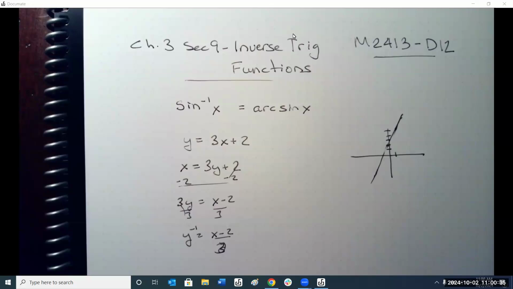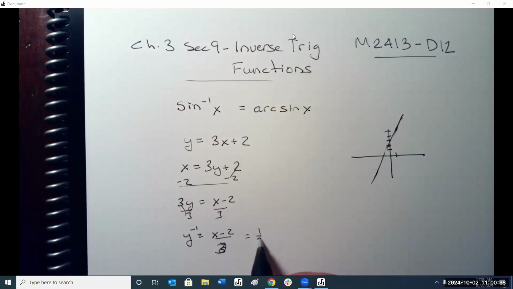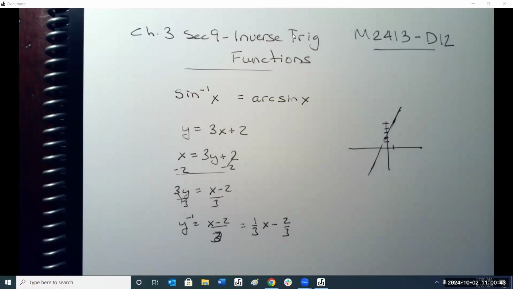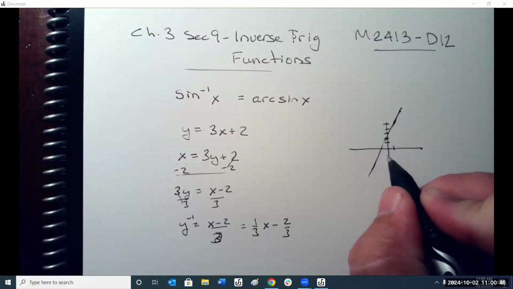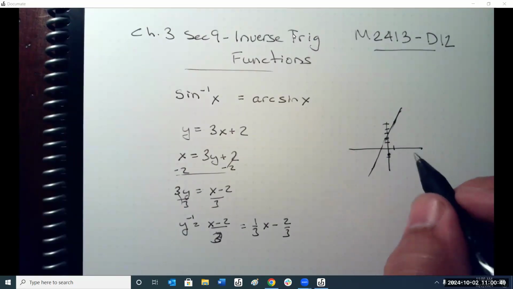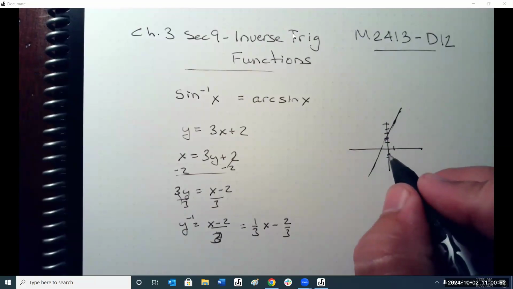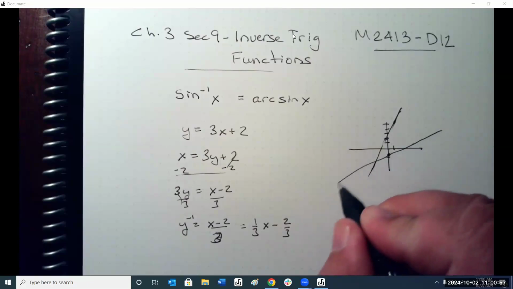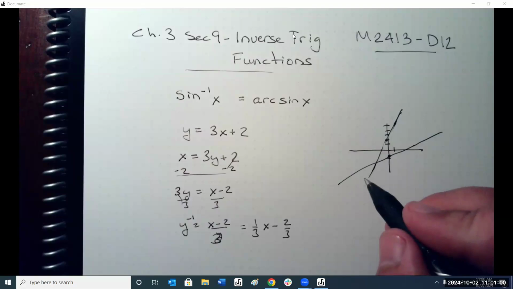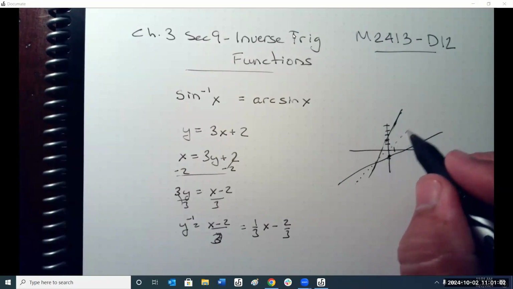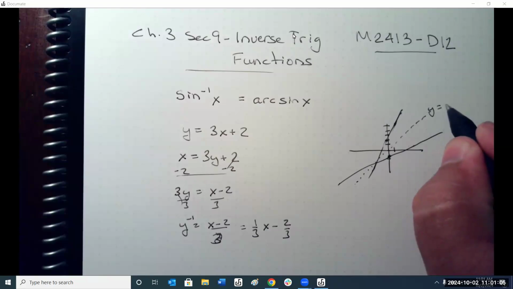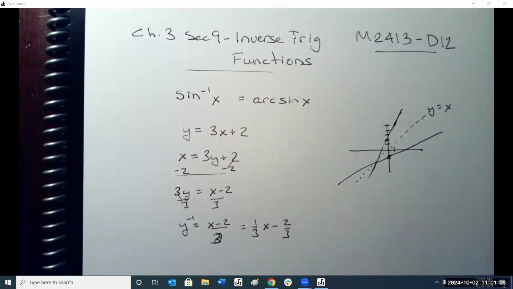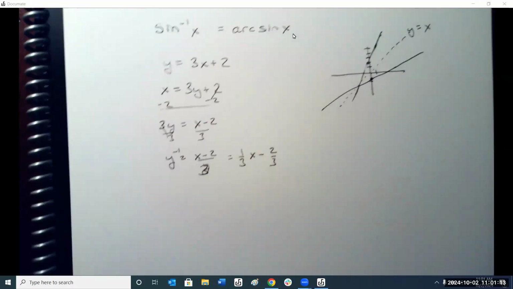So this graph turns out to be that linear function. So we cross at negative 2/3, and it's up 1 over 3. So basically what we're getting to is inverse functions are symmetric about that diagonal line y equals x. No difference with the trig functions.